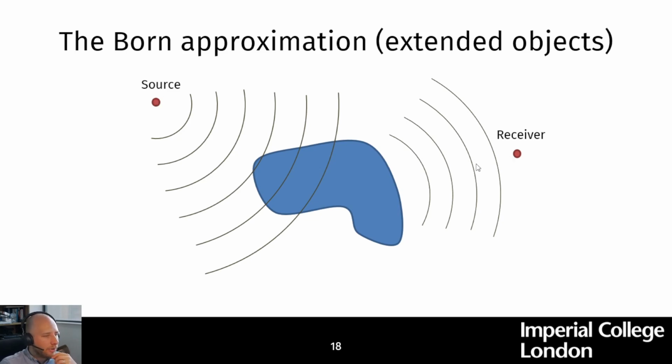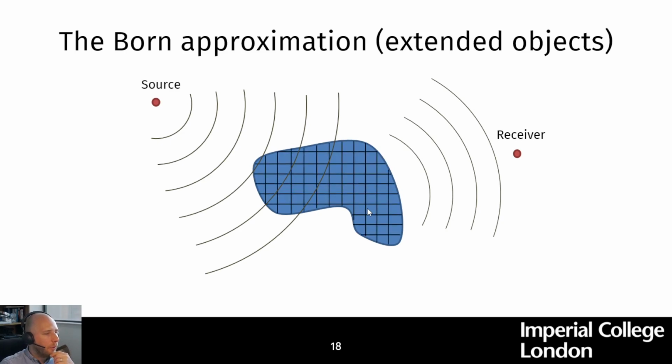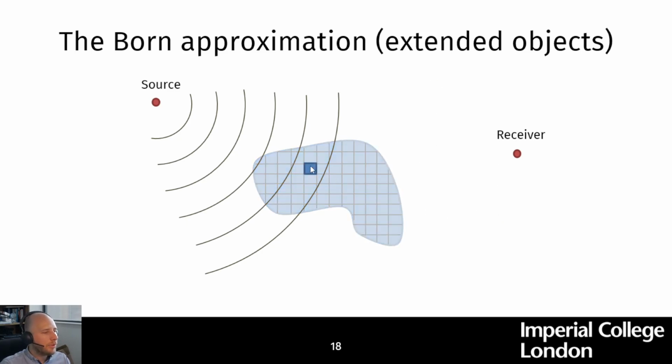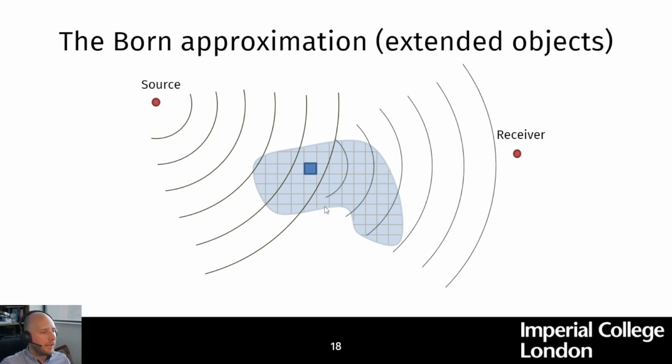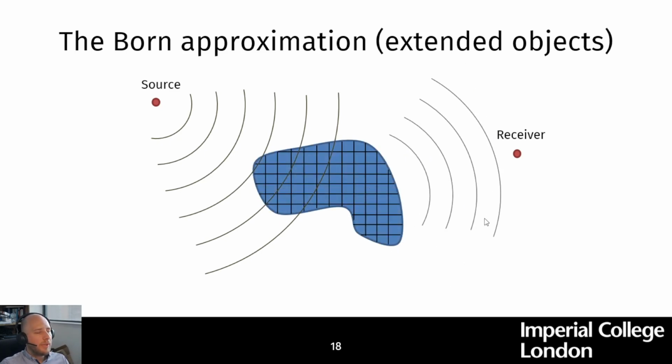So you can see here we've got a source and receiver and our scatterer in the middle, our extended scatterer. And what we can do is treat this as lots of small elemental scatterers. Then under the Born approximation, we can just take a single scatterer with our incident field from the source, and we can get our scattered field from that, which goes out to the receiver. And under the Born approximation, we can simply sum those up in order to get the total scattered field.